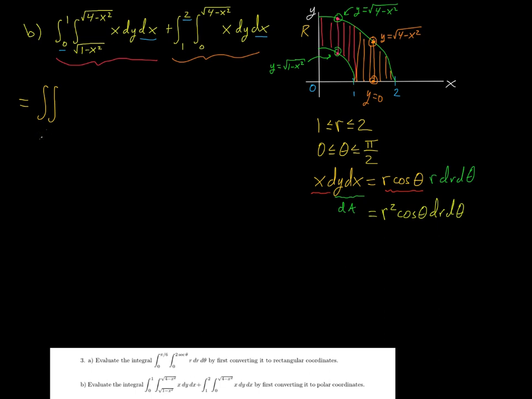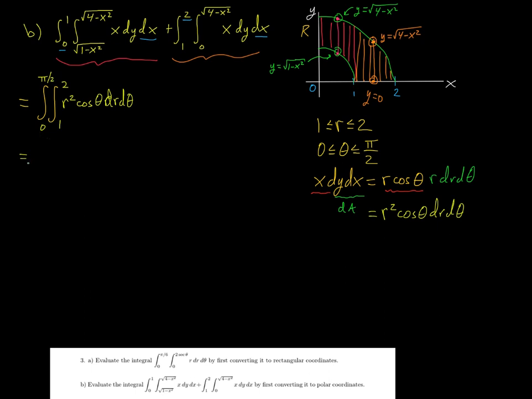Okay, so here, actually, instead of writing it as a double integral over R, what I'm going to do is just go straight to the bounds of integration, and then I can just do the calculation. So we're integrating r squared cos theta, and then we have our dr d theta, and r goes from 1 to 2, and theta goes from 0 to pi over 2.